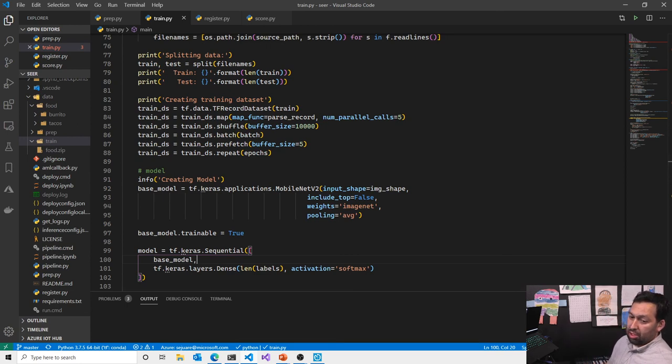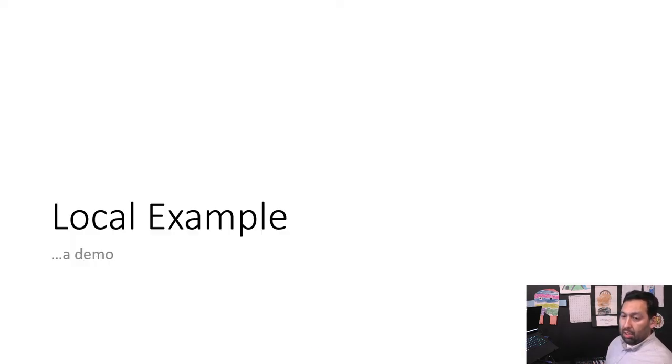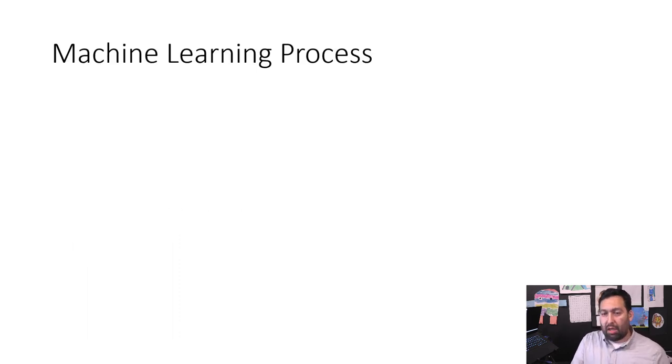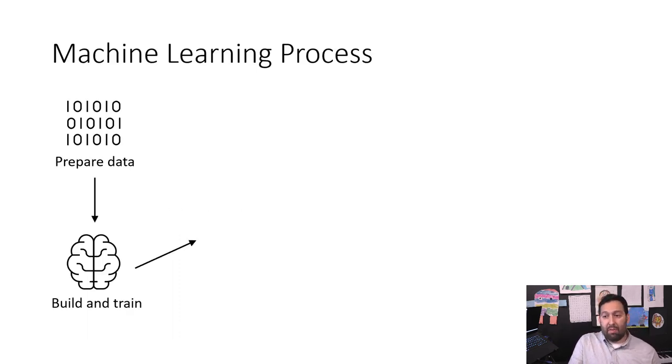Okay, so let's go back to this good thing. The machine learning process for me is, in general, when we're doing this, we prepare some data. Notice I did that. We build and train and we evaluate. I had those three steps. And this part, by the way, works already the way I set it up.